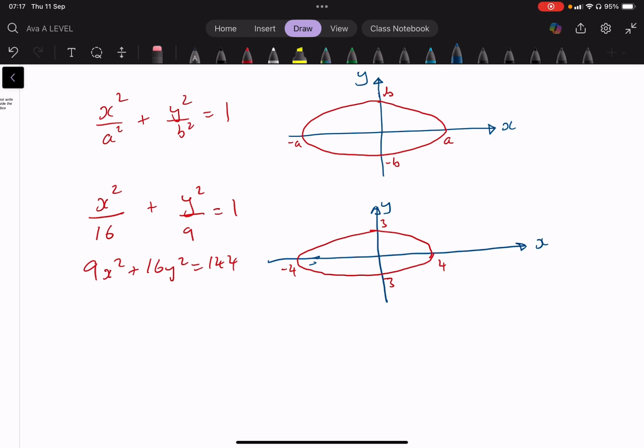If we take any point on the ellipse, so that's x, y, they also can be written with parametric coordinates. So that's going to be A cos theta, B sine theta.